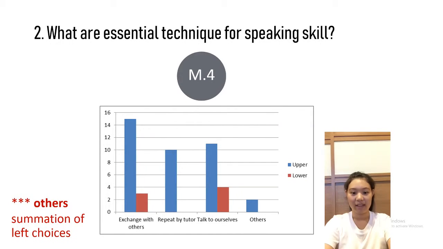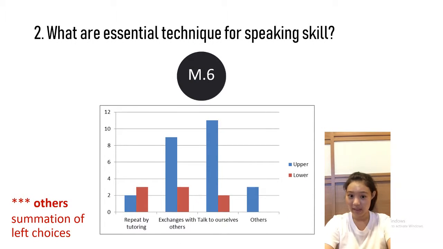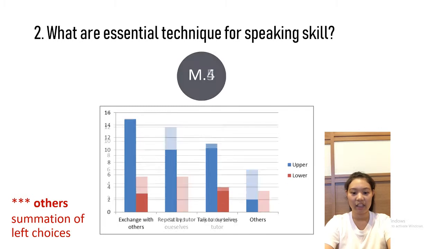Next, what are the essential techniques for M6 students for their speaking skill? From the result, the upper grade students tend to talk to themselves the most, followed by exchanging ideas with their friends and repeating by tutoring. However, the lower grade students tend to repeat by tutoring and exchange ideas with their friends equally.